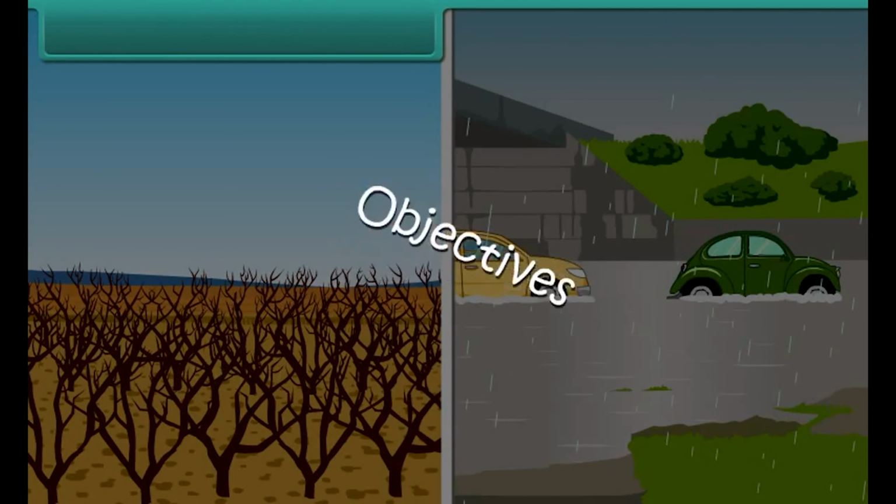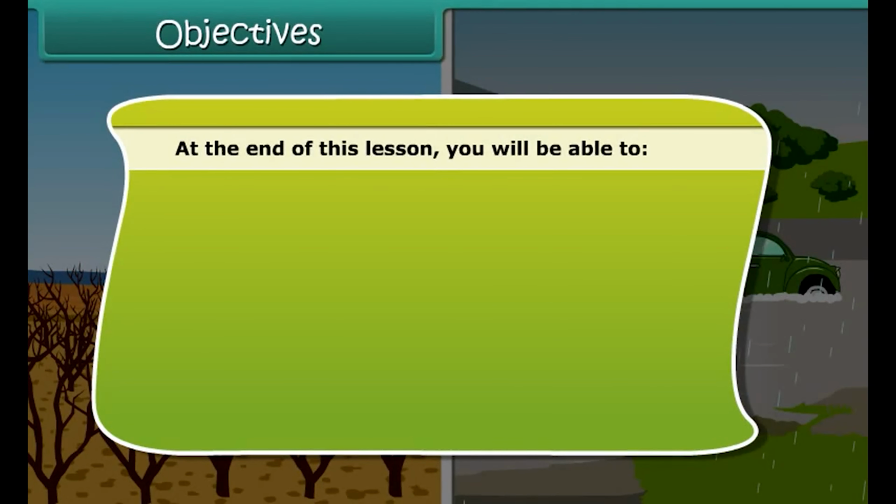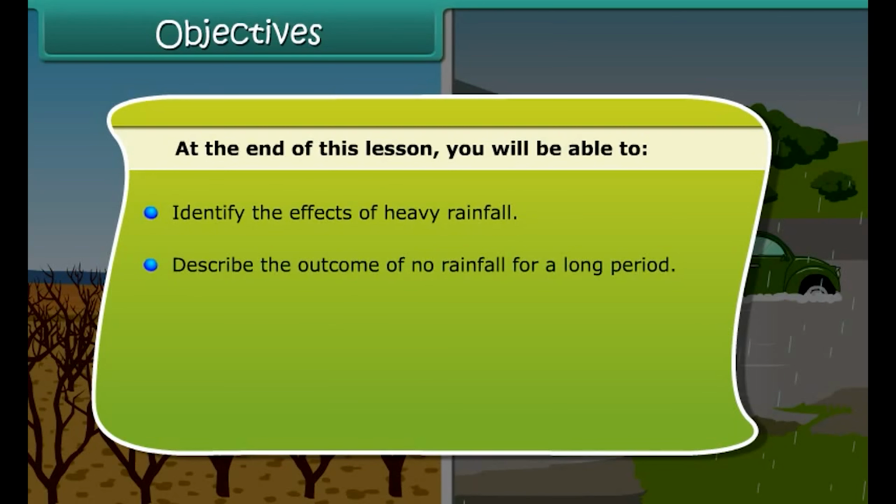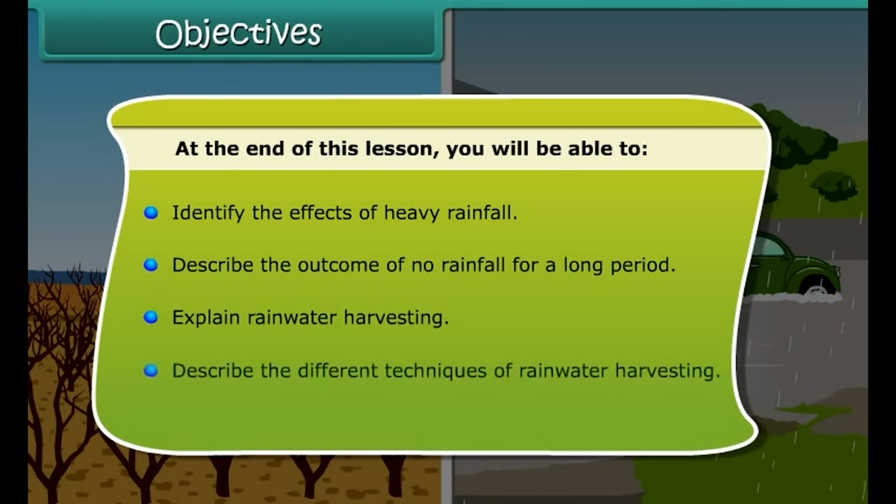Objectives. At the end of this lesson, you'll be able to identify the effects of heavy rainfall, describe the outcome of no rainfall for a long period, explain rainwater harvesting, and describe the different techniques of rainwater harvesting.